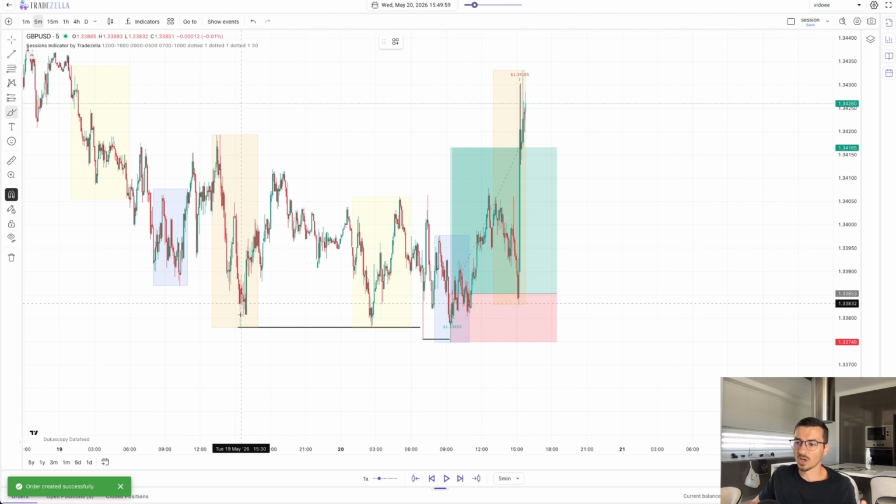Okay, boom. You start the day off by marking your desired liquidity, which is this one. And then once you start your trading session, you wait for one sweep and then a second one, then you can position yourself.